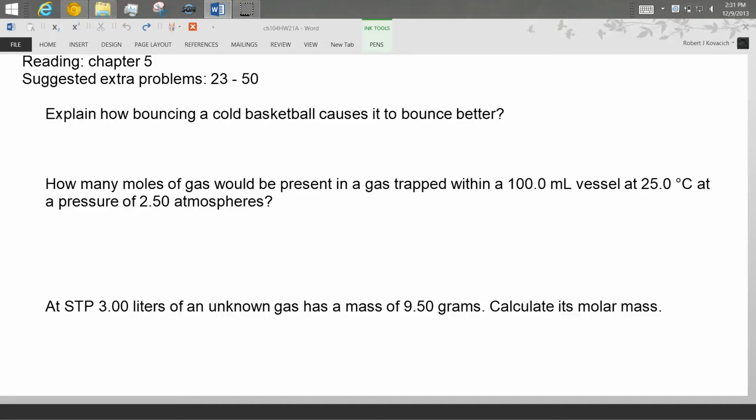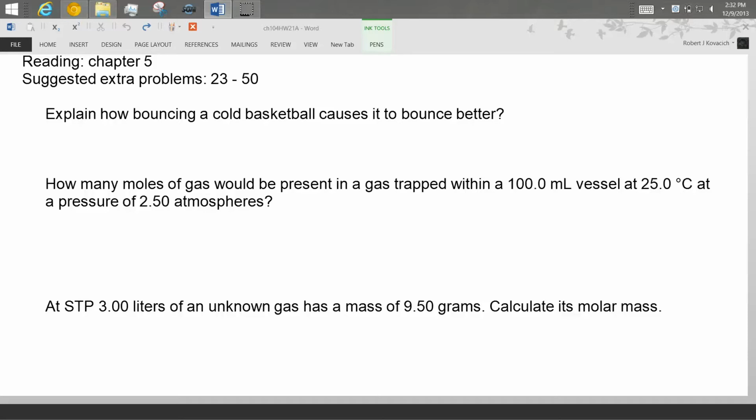So how does bouncing it increase the pressure? It warms it up. So what does that mean? It gets the gas particles moving faster, right? So the fact that you're throwing the ball to the ground, and the gas particles inside are getting slammed against the inside of the ball, makes them move faster.